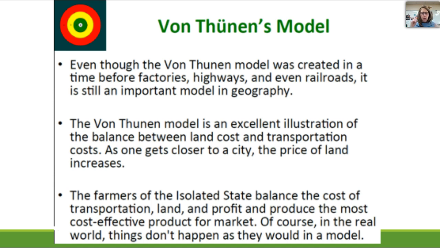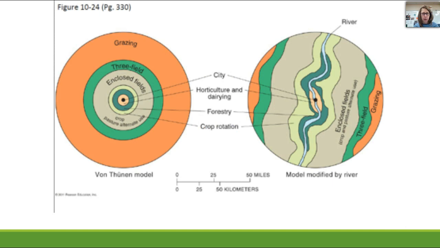What's important about it is it helps you think about the balance between transportation and the cost of land. As you get closer to the city, this is still true today. As you get closer to the market area, your price of land is going to increase. As you get further away, it might be cheaper, but it's still going to cost more to transport it. And so you have to balance that all out. Of course, this is just a model. It's not going to happen that way in the real world.